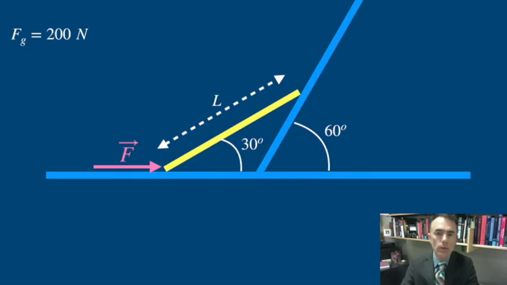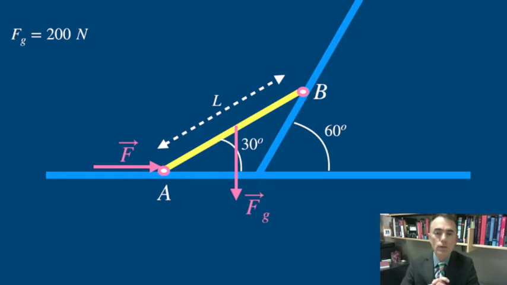Let's determine the magnitude of the force F and the reaction at the point of contact between the bar and the surfaces. First thing we have to do is to draw the free body diagram, being careful with the point where forces are applied. Here we have the weight or force of gravity, this one applied at the center of mass of the bar.